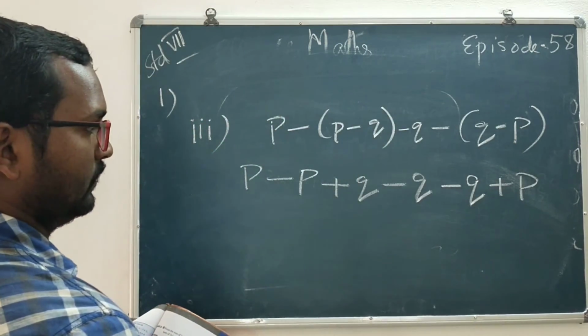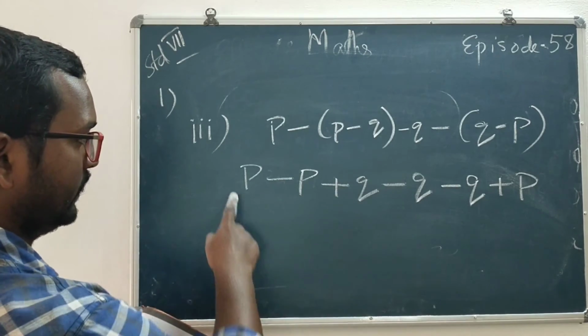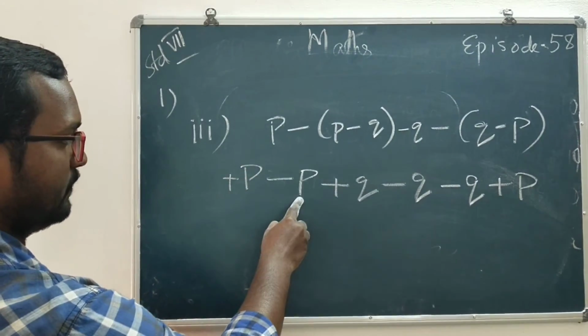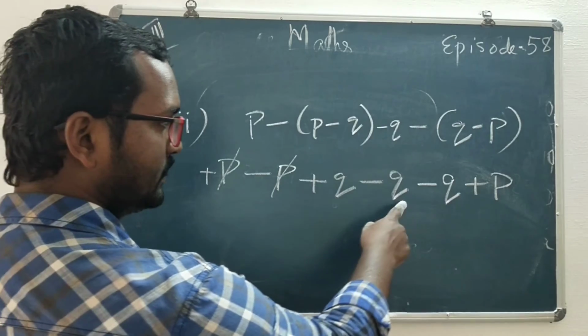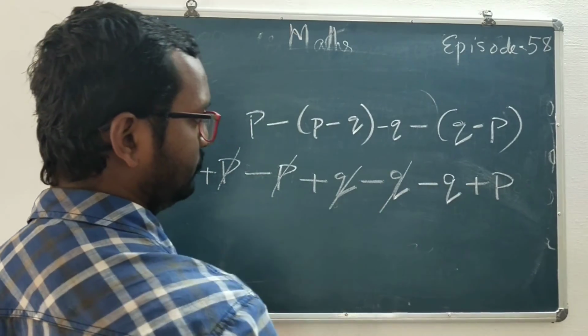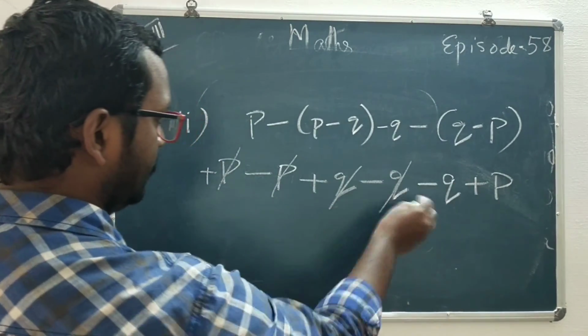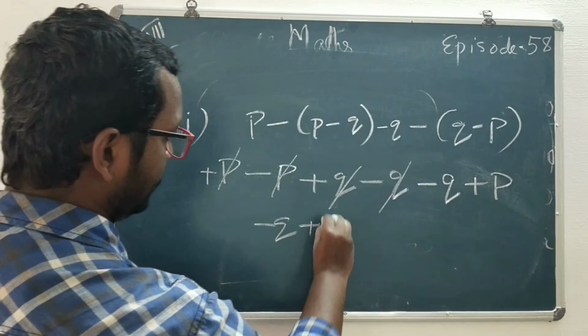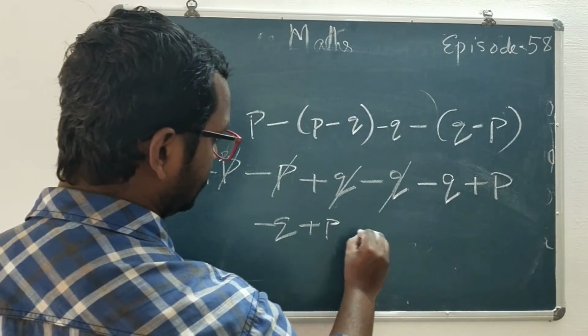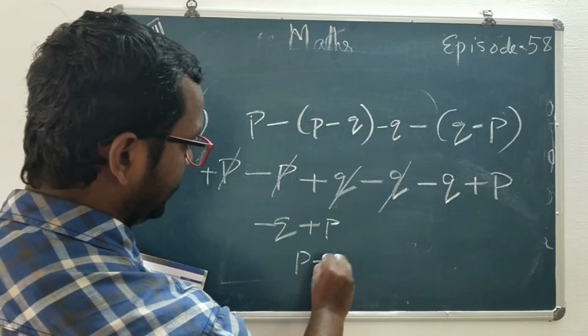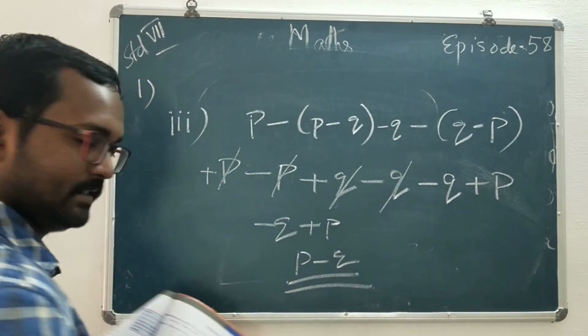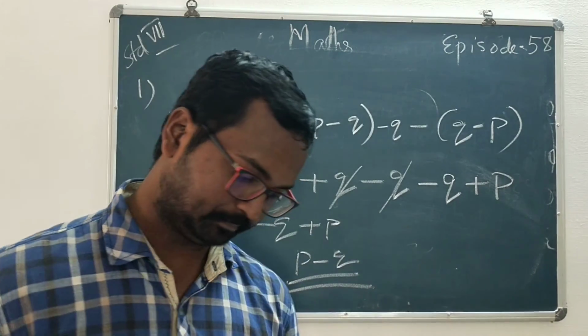Now we have to bring the like terms together. See, this is plus P, this is minus P. So this is plus Q, it's minus Q. We can cancel this one. And we are left with minus Q plus P. We can write them as P minus Q. This is our final answer. Okay.